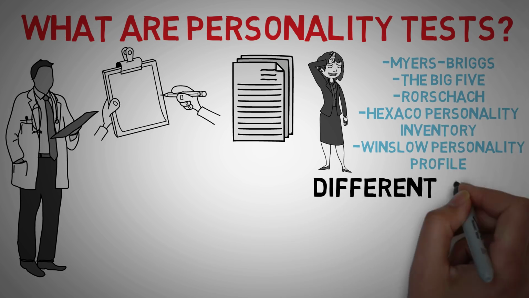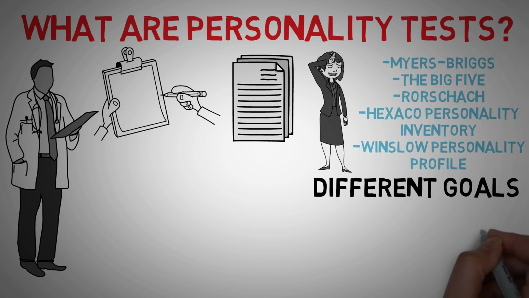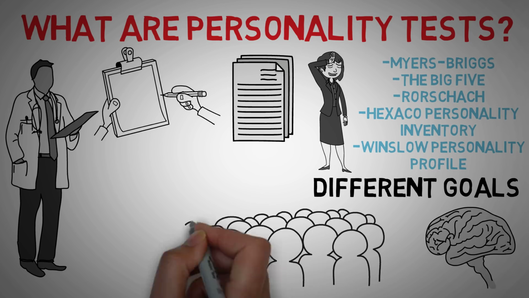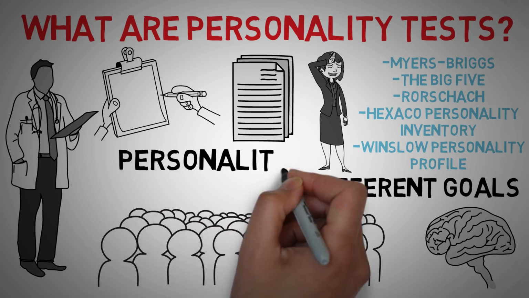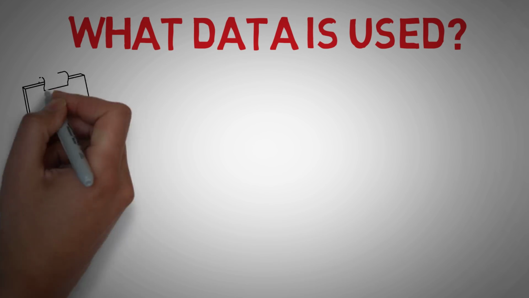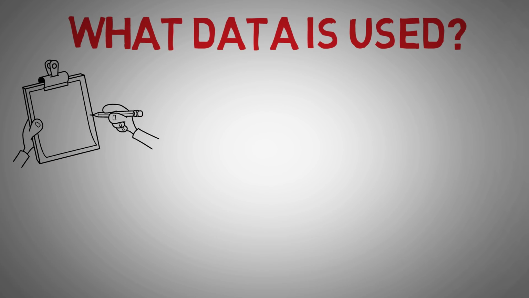Personality tests have different goals. Some want to determine what people are thinking unconsciously, while others want to measure the level of certain traits in an individual. All of these tests look at how people interact with the world, and they aim to advance personality psychology. So, what data is actually used on personality tests? How do we score these personality tests? Well, in general, we use a few different types of data, and I'm going to go over those right now.